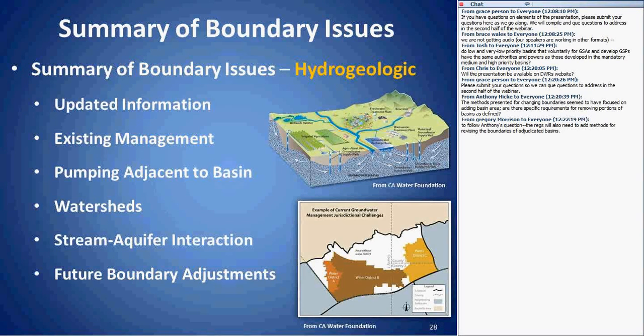So moving on, the next issue we've heard is stream aquifer interaction. Many of the current basins' boundaries now align with rivers or streams, and so moving forward with GSPs and quantifying a water budget, having to allocate recharge from that shared surface water feature could be challenging. And the last issue in this section is future boundary adjustments. We've heard that the department should not be making basin boundary adjustments once GSAs and GSPs are formed. But we've also heard that through that process of gathering information, there could be new higher resolution data that could better define a basin boundary. So we've heard both sides of that issue.